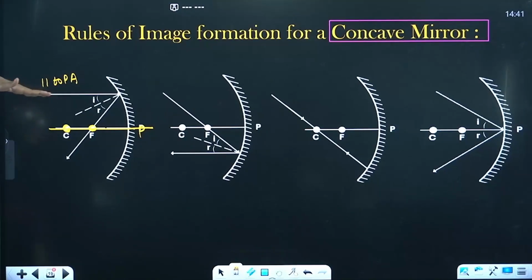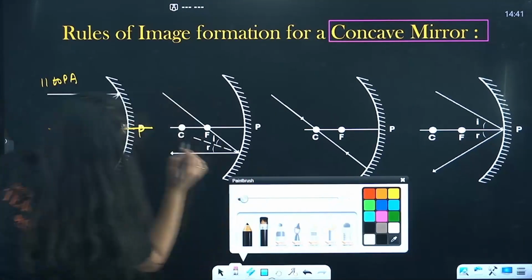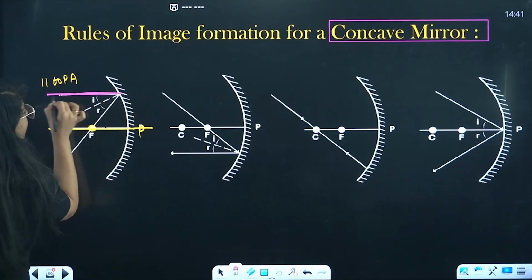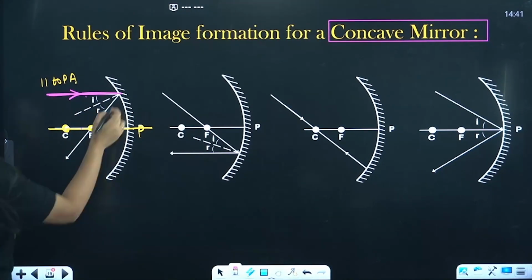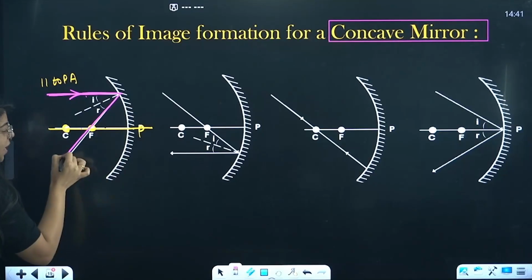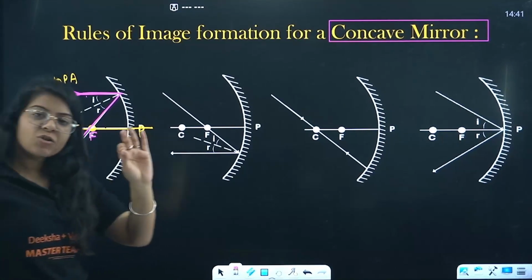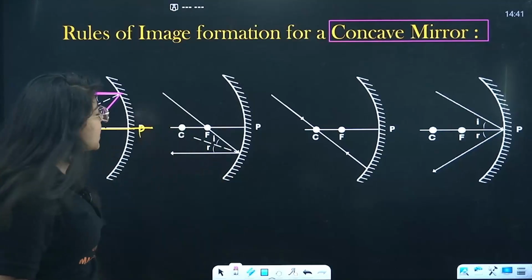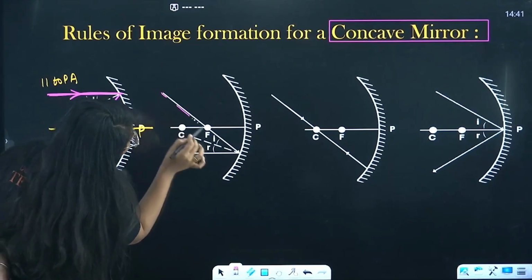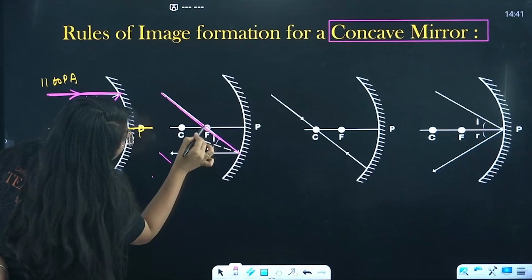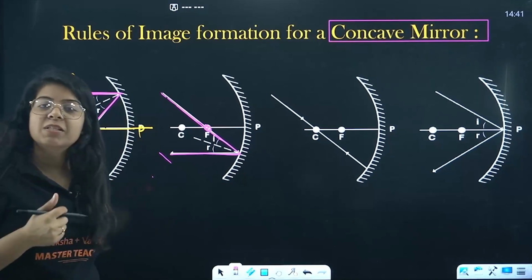If this incident ray is coming parallel to this principal axis, now these two are parallel, right? Parallel to the principal axis, then it will reflect and it will pass through the focus. That is the first rule. Second rule, now just the reverse of this. If the incident ray is passing through the focus, then it will reflect and get parallel to the principal axis.